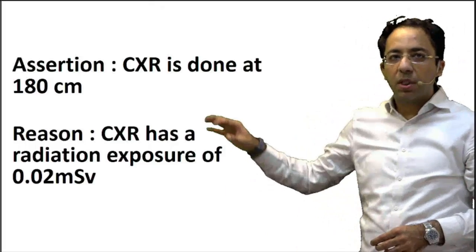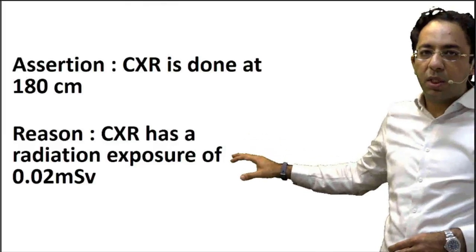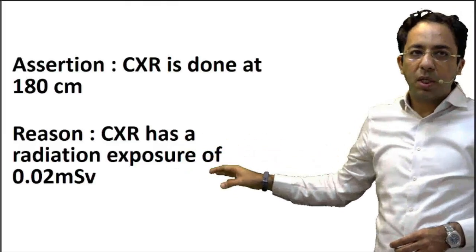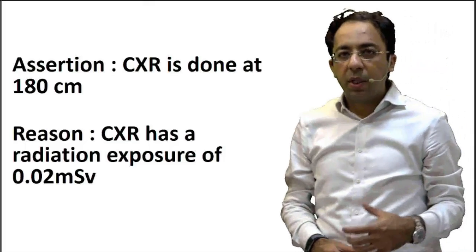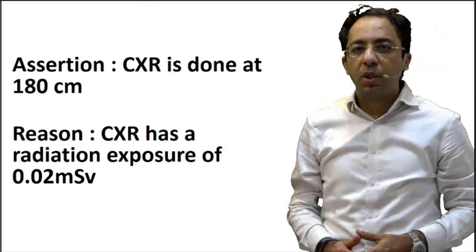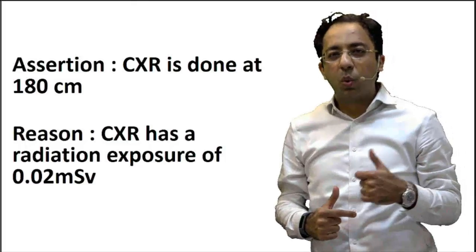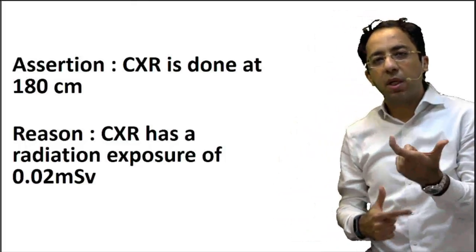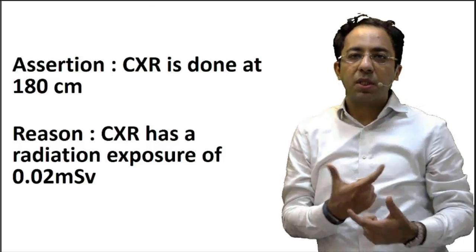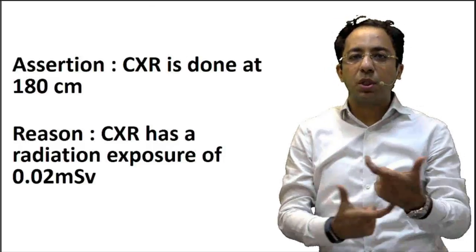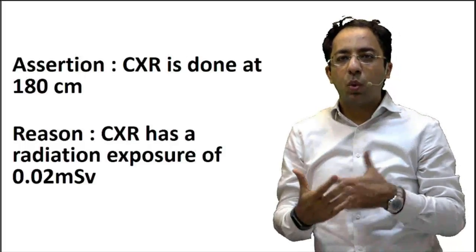Assertion: chest x-ray is done at 180 centimeter. Reason: chest x-ray has a radiation exposure of 0.02 millisievert. Now, why people get such questions wrong is because you have been tuned as a student that if one statement is assertion and the other is reason, to find out I need to put a 'because' in between. You say chest x-ray is done at 180 centimeter because it has a radiation exposure of this. It sounds okay to you.